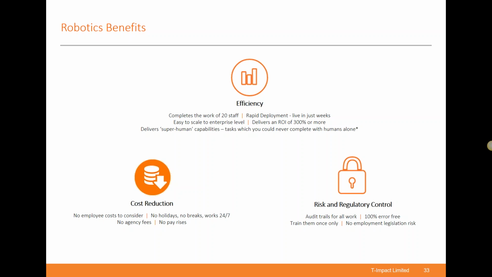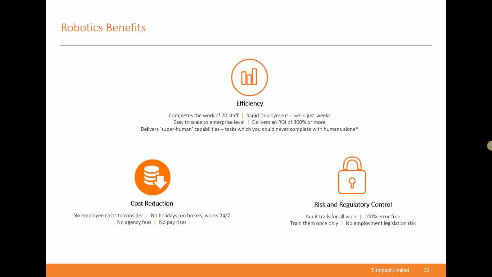Cost reduction is another big area for benefits. So above and beyond it completing the work of 20 people, it also doesn't have any of those people costs that are associated with it. So there's no holiday, it doesn't take any breaks, it doesn't have any agency fees, it doesn't take any pay rises. I was reading this week that the average cost to a business of losing a member of staff is £30,000. And that is in terms of the time taken to re-recruit somebody, the lost efficiency, the lost profitability, and maybe the cost of recruiting. So it's a huge amount of money. And with a robot, you don't get any of that rubbish that you get with people.